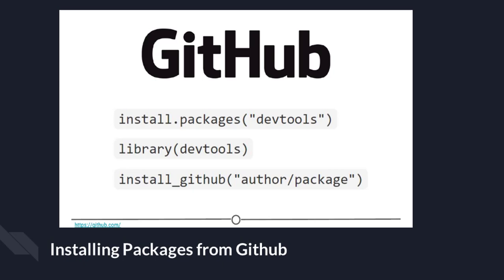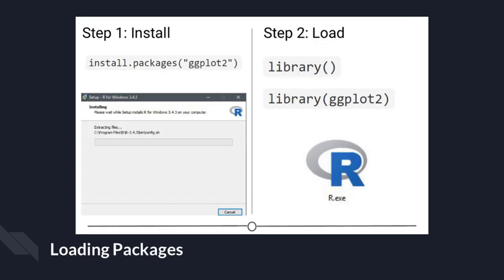I will provide the link to the guide for installing from GitHub, but the general workflow is like install.packages parentheses and devtools between the quotes, followed by library parentheses devtools, then the install_github function with author and package name, just like in the slides. Now you have installed a package, but installing a package does not make its functions immediately available to you. First, you must load the package into R.